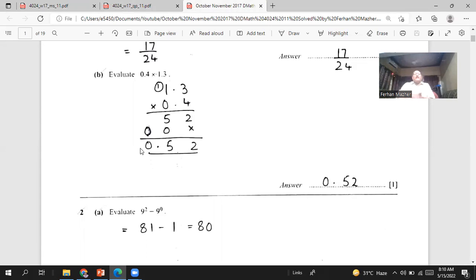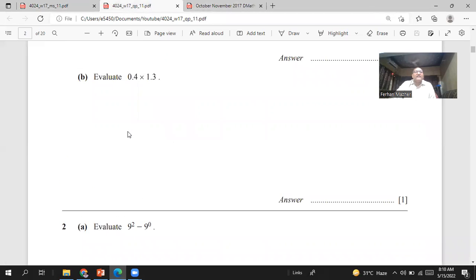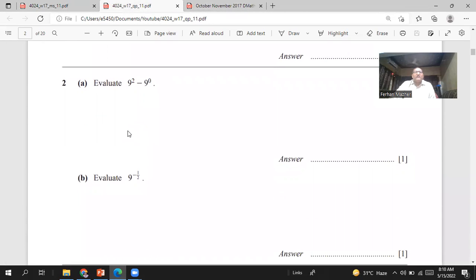The other method is very simple. You can make 4 by 10 multiply 13 by 10. So 4 13s are 52 divided by 100, so it will be 0.52. So there are both methods. You can adopt any one. So let's have a look at the marking scheme. And the marking scheme says 0.52 is the right answer, sir. Okay, so we are going to the next question, and that question is question number 2.